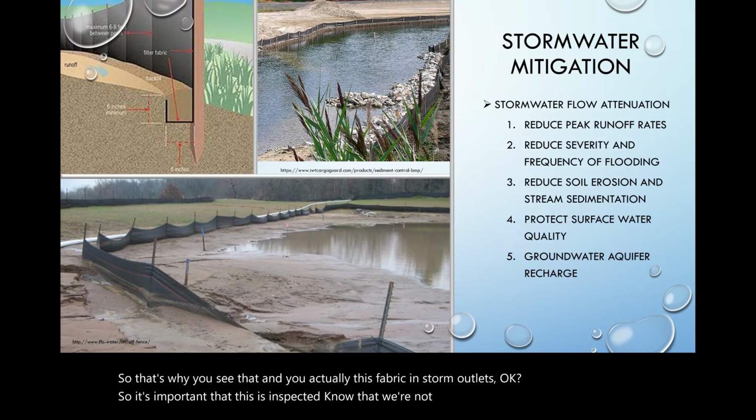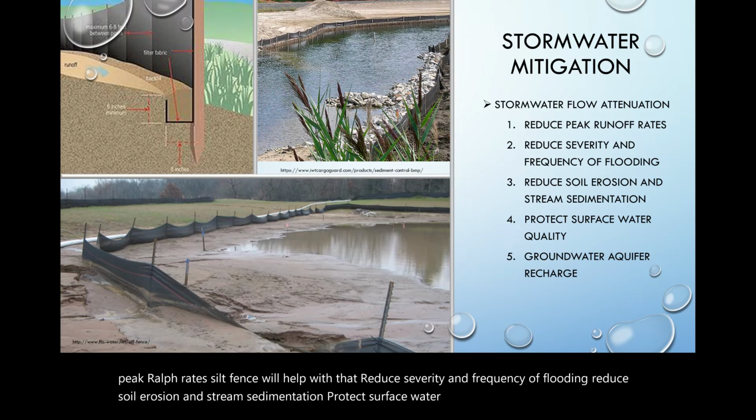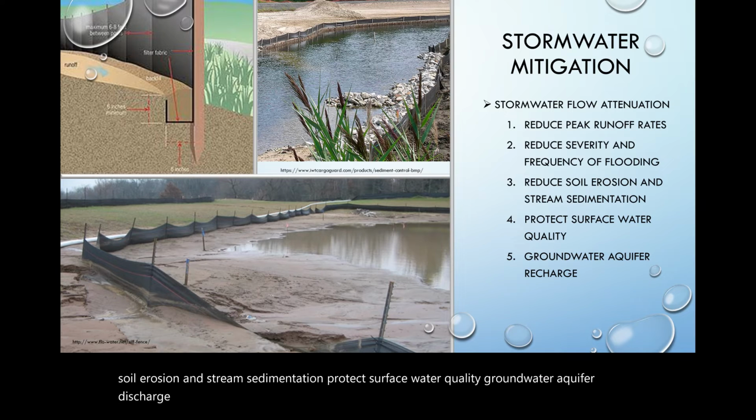So reduce peak runoff rates. Silt fence will help with that. Reduce severity and frequency of flooding. Reduce soil erosion and stream sedimentation. Protect surface water quality. Groundwater aquifer discharge. So these are parts of stormwater mitigation.